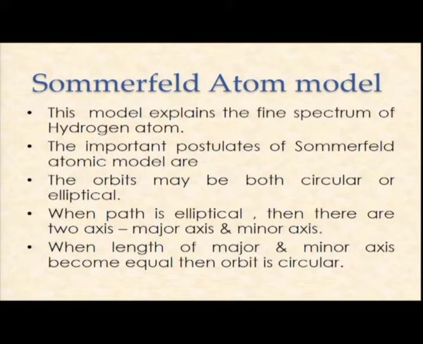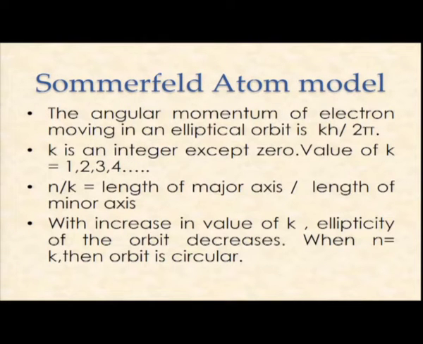When the path is elliptical, for that ellipse two axes are there, the major axis and the minor axis. When the lengths of the major and minor axes become equal, then the orbit is circular. This is the connection between the Sommerfeld model and the Bohr model.